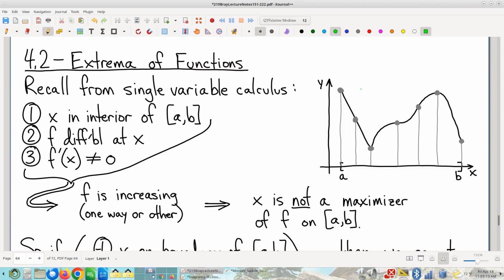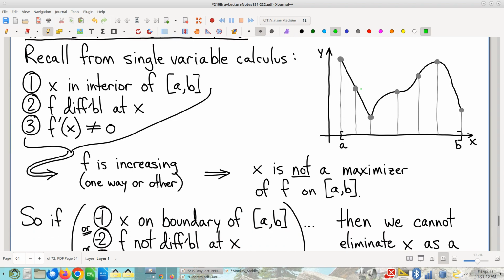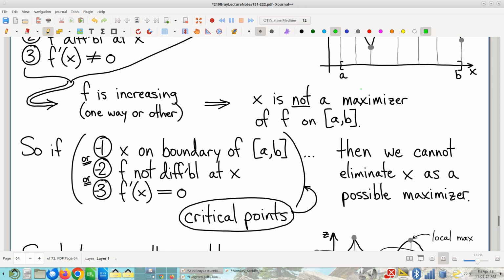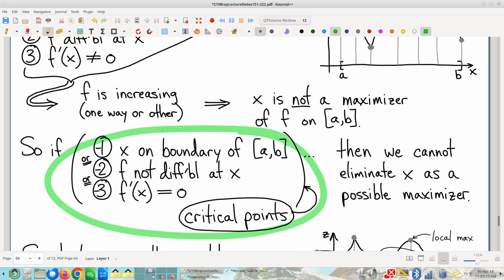A quick reminder of how single variable optimization works, and I think this will look familiar. Y'all probably remember, let me just cut to the punchline, the definition of a critical point. I just want to make sure we're clear on where that comes from. Why do we call these critical points? And the answer is, these are points that we can't eliminate as possible maxes.